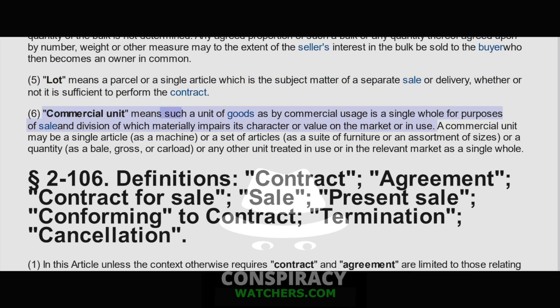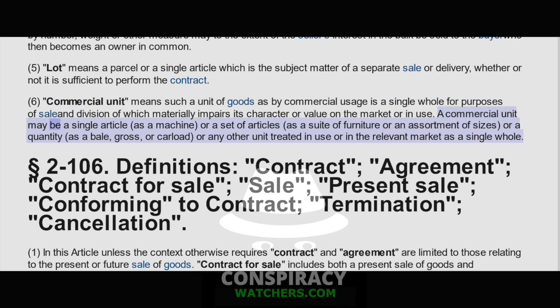Commercial unit means such a unit of goods as by commercial usage is a single whole for purposes of sale and division of which materially impairs its character or value on the market or in use. A commercial unit may be a single article or a set of articles or a quantity or any other unit treated in use or in the relevant market as a single whole.